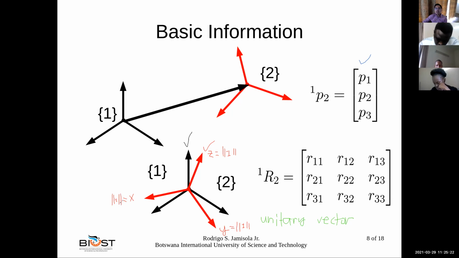With respect to the frame itself, the x of frame 2 with respect to frame 2 is actually equal to 1, 0, 0. And then the y of frame 2, with respect to frame 2, is 0, 1, 0. And the z of frame 2 with respect to itself is equal to 0, 0, and 1.